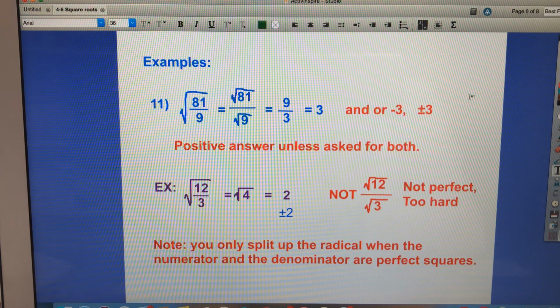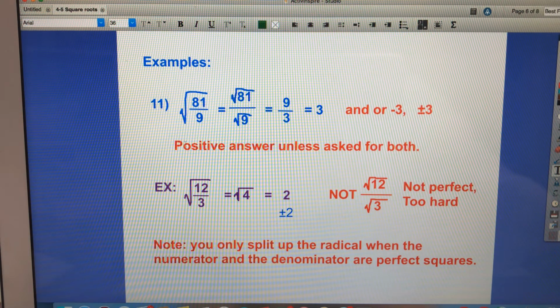Square root of 81 over 9. I know those are perfect squares. I'm going to pull them apart. Square root of 81 divided by square root of 9. 9 over 3 equals 3. And or negative 3. Because if even one of these was a negative, let's say that this 9 is a negative, a negative divided by a positive is a negative. So I have to realize that anytime you have a square root, you have two answers, a plus or a minus.